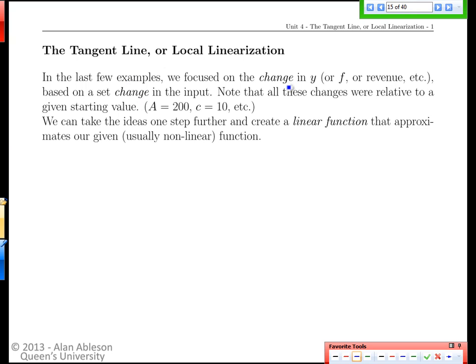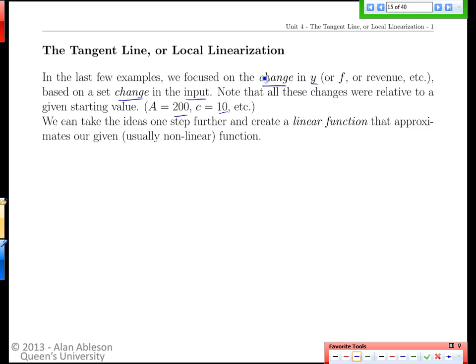In the last few examples, we were focused on one thing, the idea of changing of an output based on a change of an input. And those were based on some ground point. So we said, hey, what if we had $200,000 spent on advertising? What if the concentration of a catalyst was 10 milligrams, or the amount was 10 milligrams?